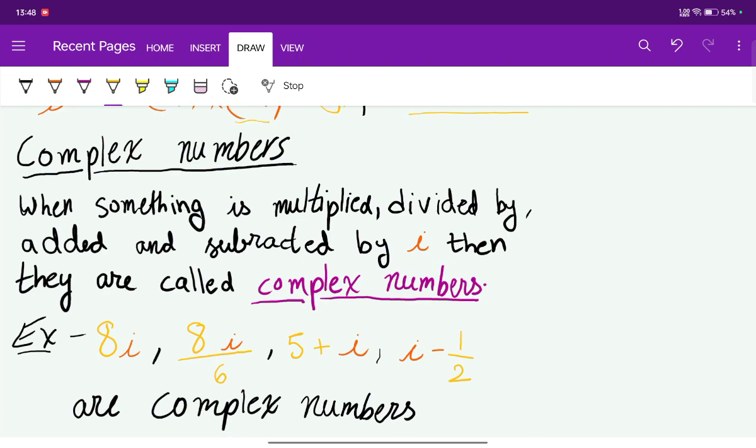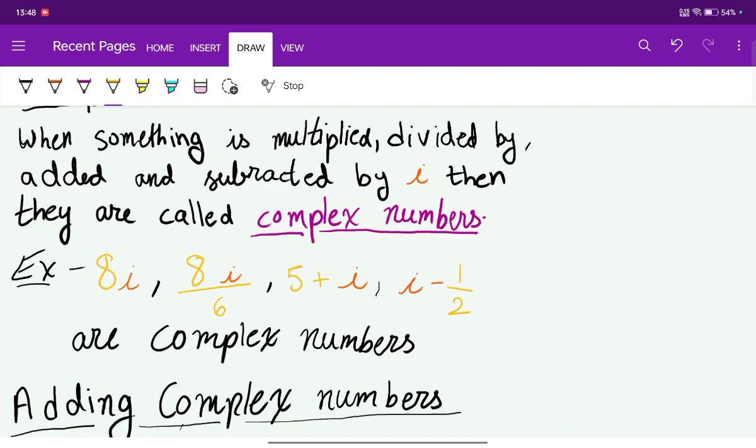Complex number. When something is multiplied, divided, added or subtracted by i, then it is called a complex number. 8i, 6 by 5 plus i, minus 1 by 2 are complex numbers.